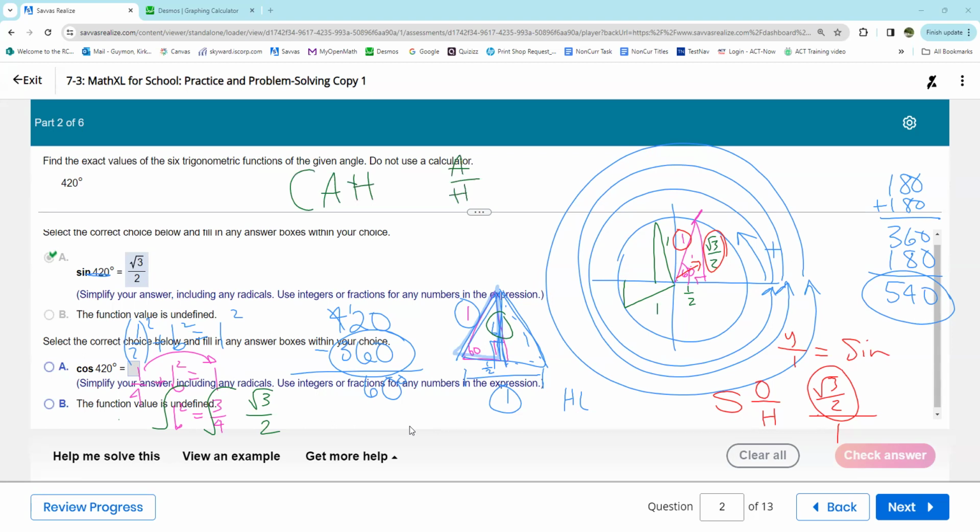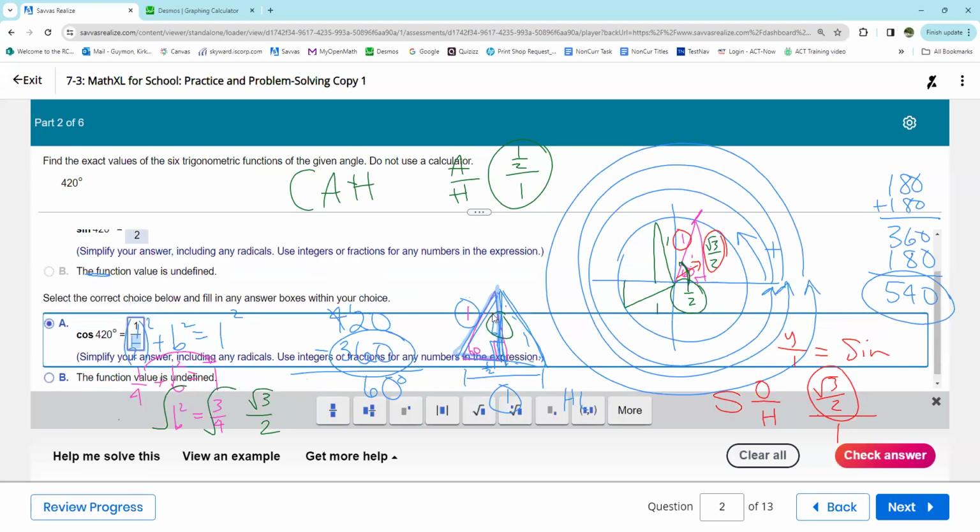Adjacent over hypotenuse, and adjacent to my 60 degrees right here is the 1/2, hypotenuse 1. So we just need the 1/2 in there, and we should be good to go. So let's put that in there. Get the 1/2. Bada boom, bada bing. I think we will be on our way.